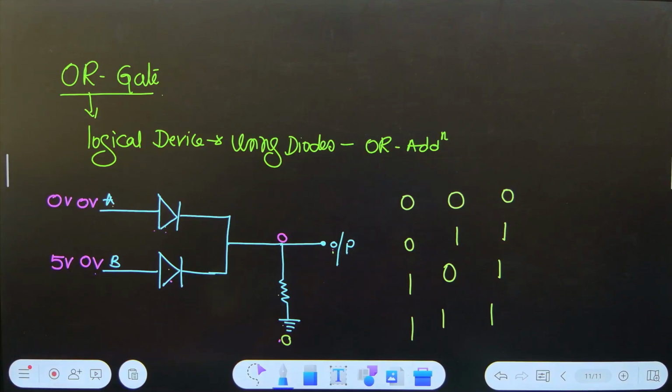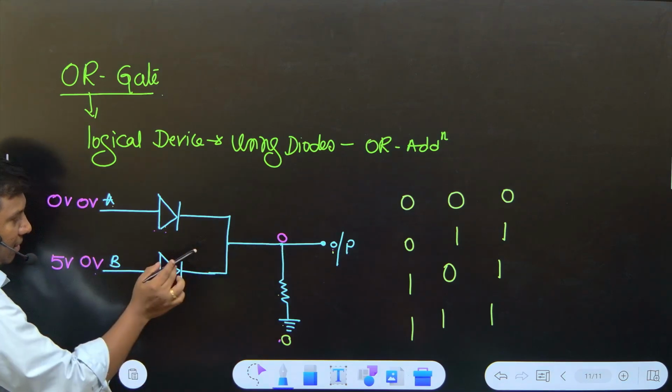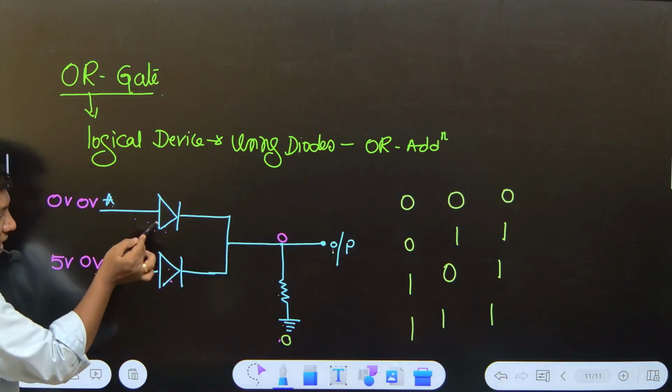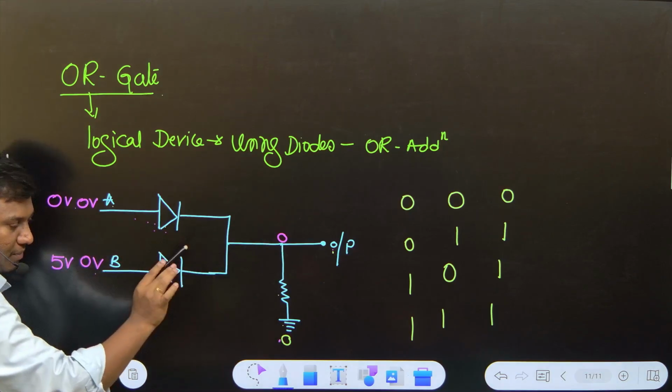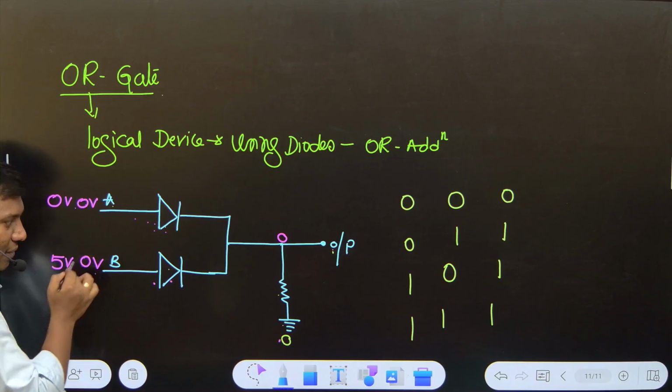Understood now? Maximum voltage. 1 is not 1 volt. 1 means maximum. 1 means true. 1 means high. So high voltage we are giving how much? 5 volt. Now tell me, this is 0 only because it's earthing. Now still the diode A is connected between 0 and 0. But diode B is connected between 5 and 0.